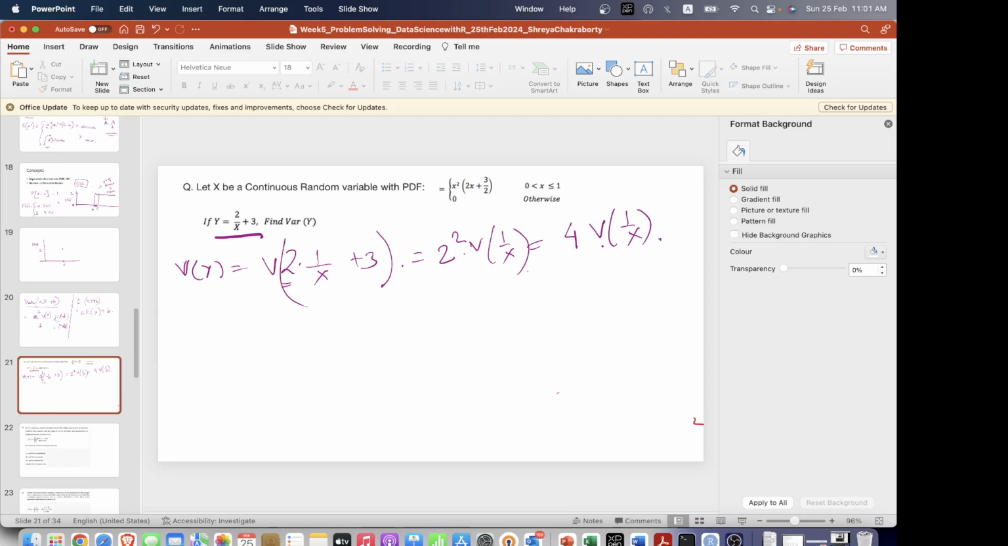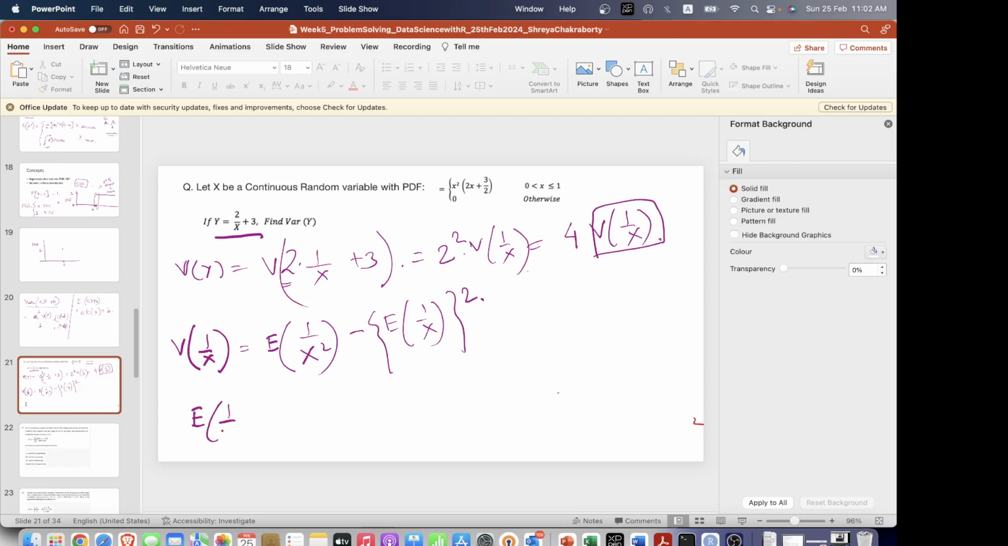Now you have to solve this part, 4 into variance of 1 by x. So variance of any g(x) is expectation of g(x) square minus expectation of g(x) whole square. Then you just have to calculate these expectations and get the value.